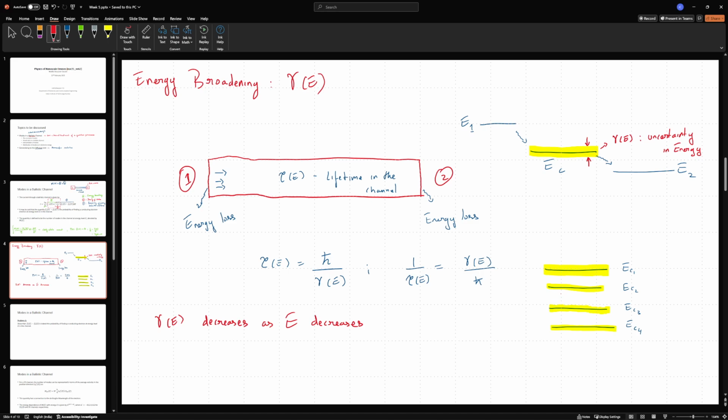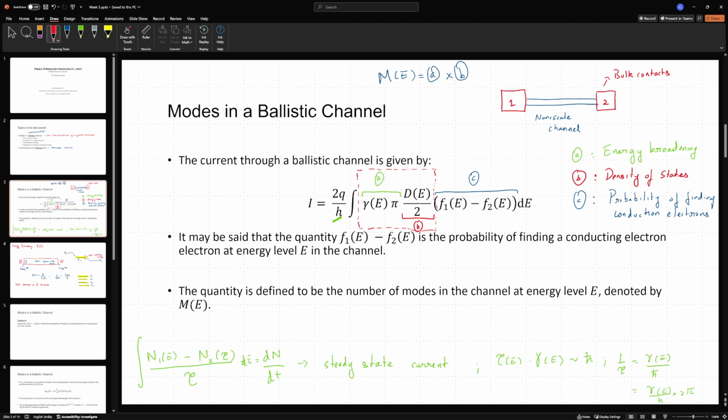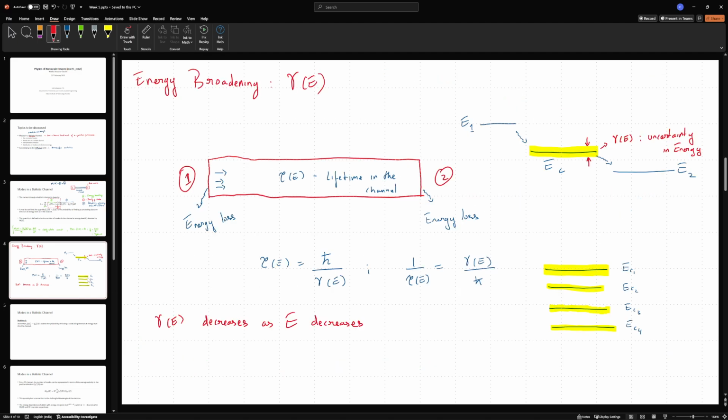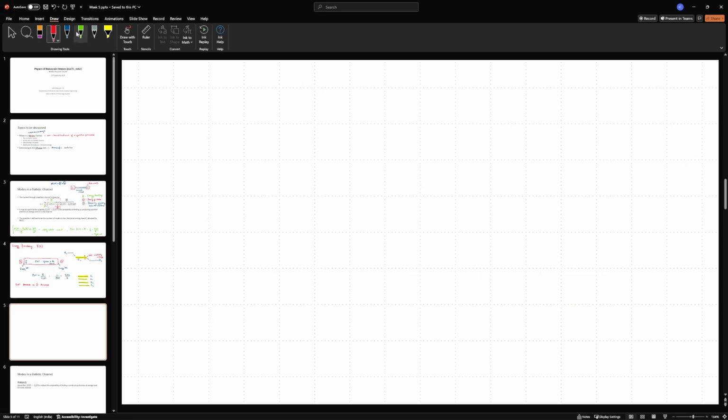and that restricts the number of energy levels that are available for conduction in the channel. So D of E gives me the number of energy states present in the neighborhood of an energy level, and this broadening tells me how much they are stretching by. The product of these two will tell me how many available energy levels are present. So from that we come to the proper definition of modes in a ballistic channel. We denote this by M of E, or rather, this is the mode density function.